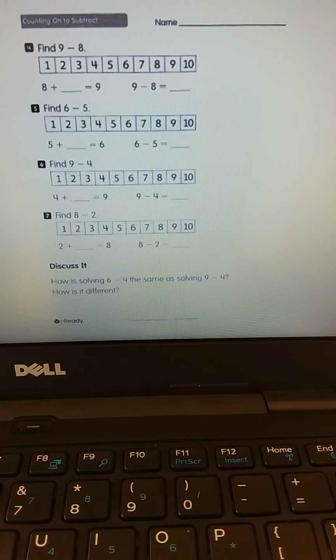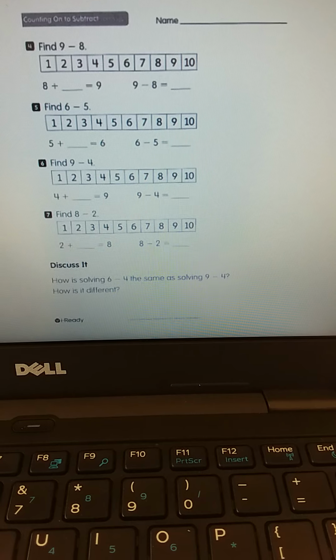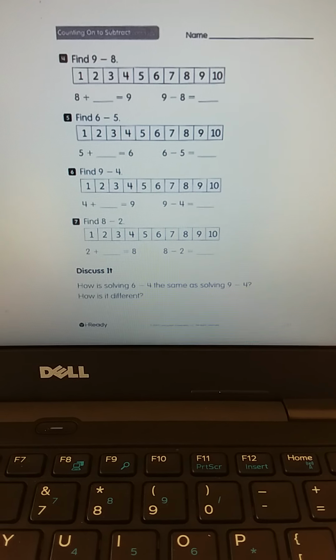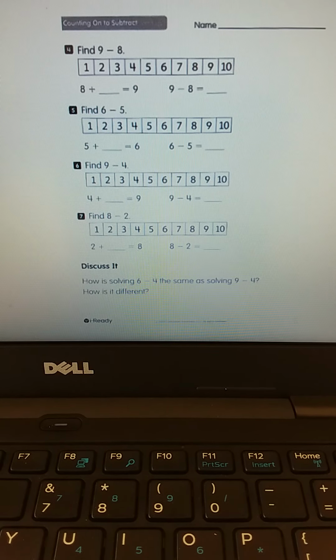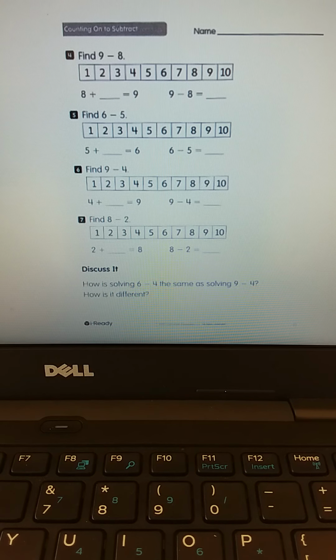Okay, so 9 take away 4 is 5, whereas 6 take away 4 is 2. Okay, so the other parts are different. You only have one part that is the same, the other part is different, and the wholes are different in those problems.